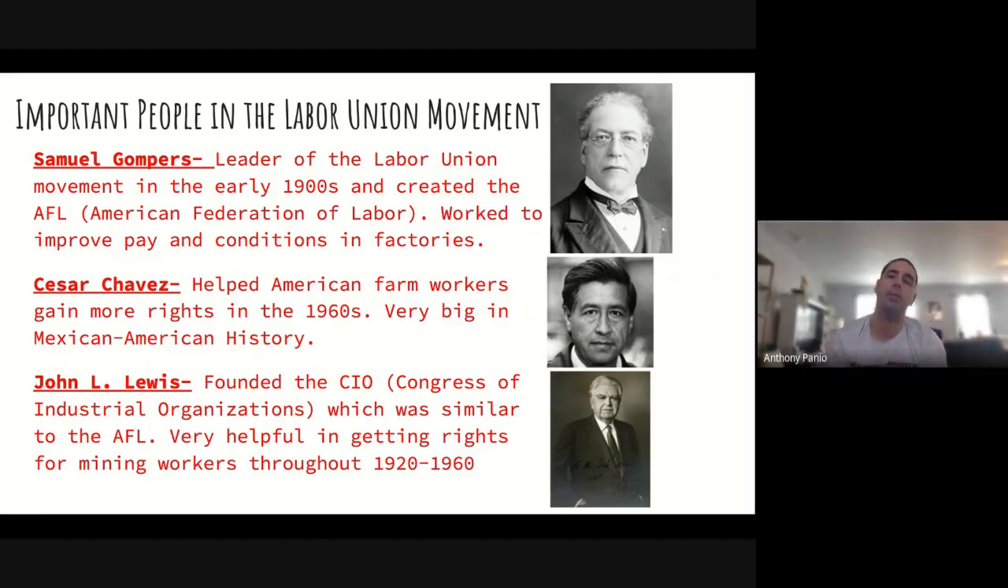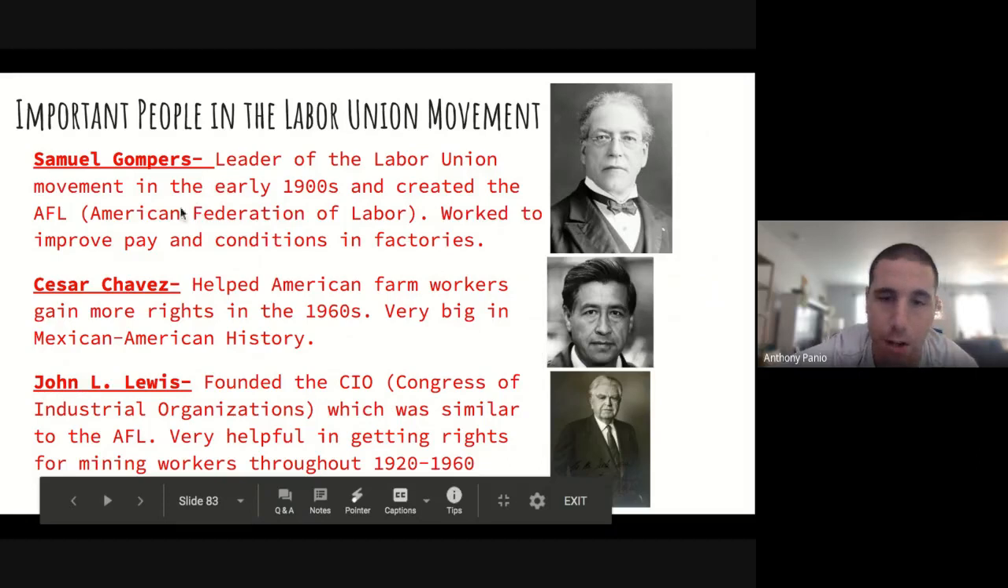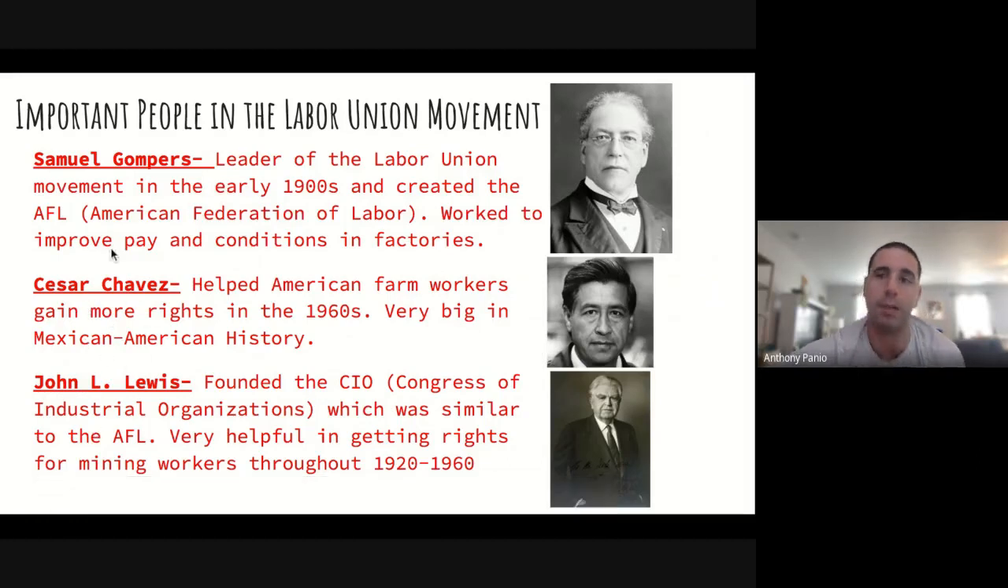Okay, so like during the abolitionist movement, I wanted you to know 3 or 4 or 5 major people. Same thing with the labor union movement. It's good to know. Definitely Samuel Gompers. Got to know him. The other 2, it's good to know, but they're not as big as Samuel Gompers. So please keep that person in the back of your mind.